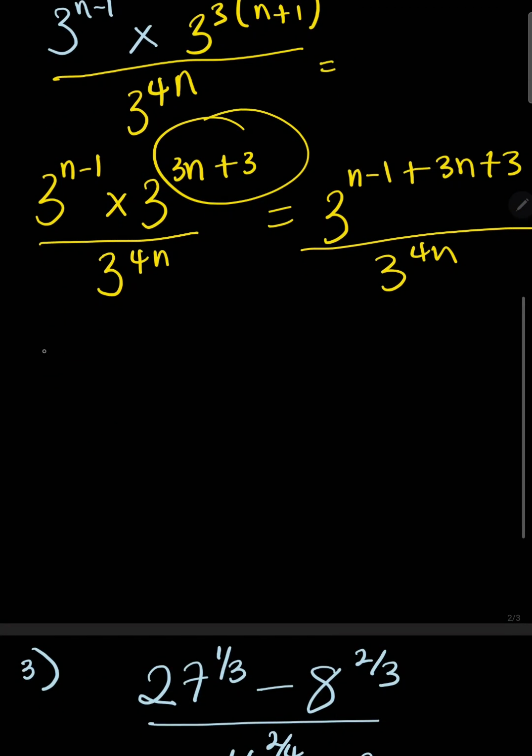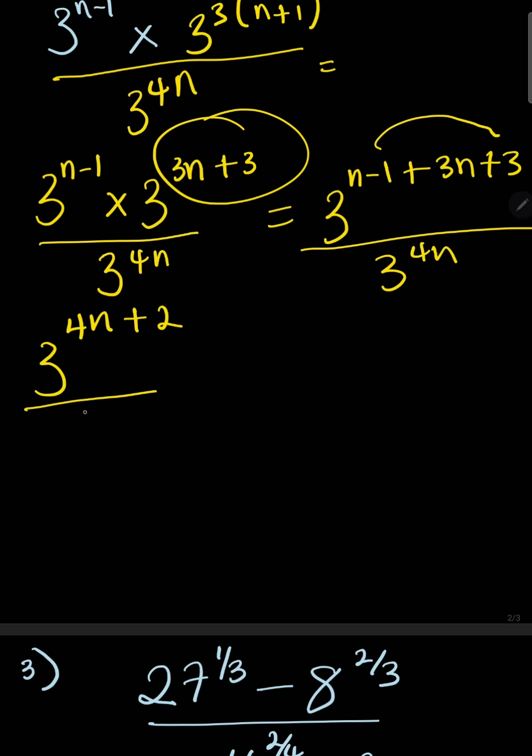So that becomes 3 to the power of n plus 3n is 4n, and minus 1 plus 3. Minus 1 plus 3 will give you 2, right? All over 3 to the power of 4n, isn't it? So from here, when you have division, this is a division line, you subtract the powers, because the laws of indices tell us that once you have division, simply subtract the powers.